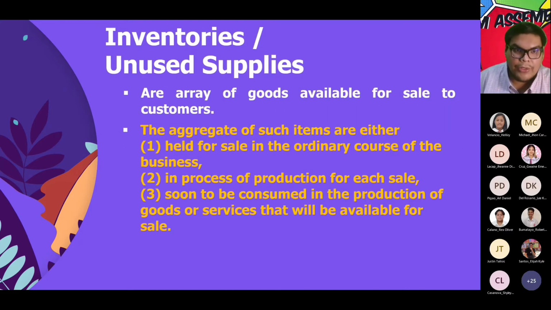And inventories and unused supplies. Again, as mentioned already, it is an array of goods. Ibig sabihin, ito yung mga items mo. Array of goods available for sale to customers. So let's say you have a bookstore. Ano ba yung mga inventory mo dyan? No? Libro, mga folders, ballpens, no? Ganun po. For sale to customers. So that's another keyword, no? For sale.